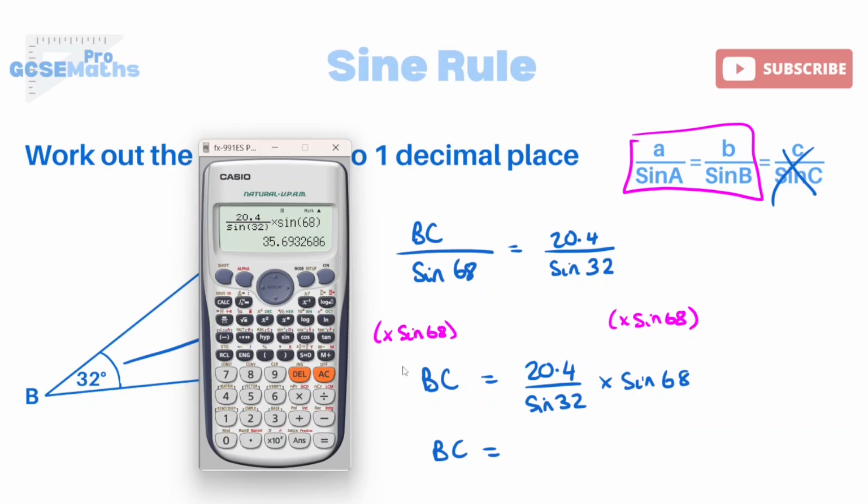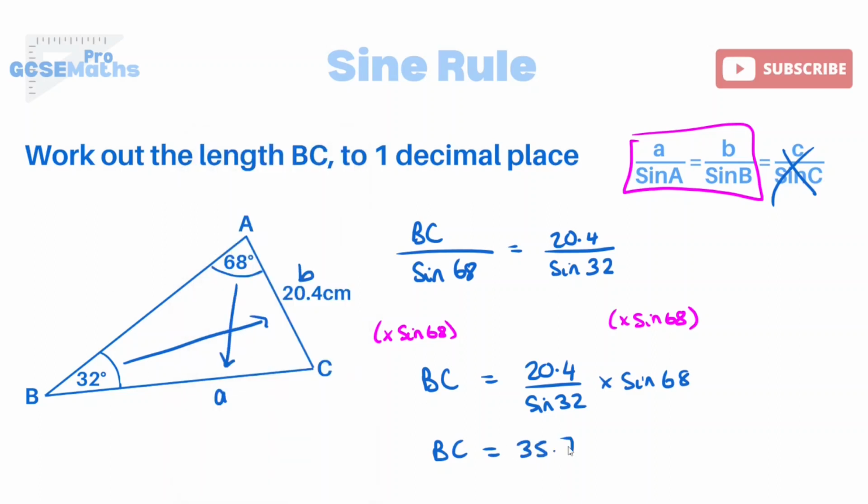Here we go, that's my answer for BC. So it said to one decimal place, so that will be 35.7. And it's a side, which is in centimetres. And that's your answer. Okay, let's look at the next one.